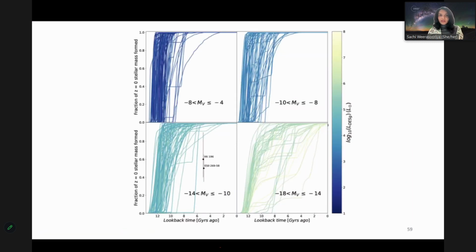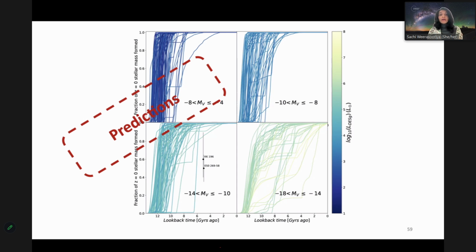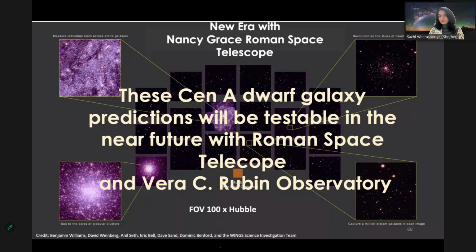So these predictions, like star formation histories that I'm showing you right here, show the fraction of stellar mass formed at redshift of 0, or today. Each star formation history here is colored by the log of luminosity, and divided into subcategories based on their brightness. So the faintest are on top left and the brightest are on bottom right corner. And there are two observations that I'm showing you here, which have very high error bars. So as I said before, the star formation histories of Centaurus A haven't been explored much, and we need observations in the future. So these are basically predictions that will be testable in the near future with Roman Space Telescope and Vera C. Rubin Observatory.